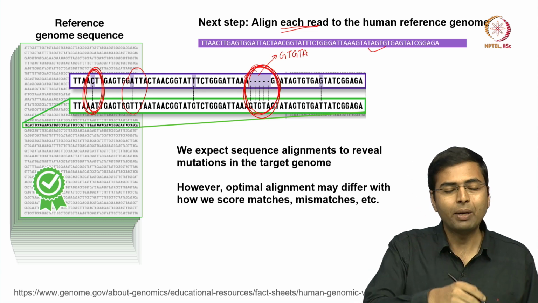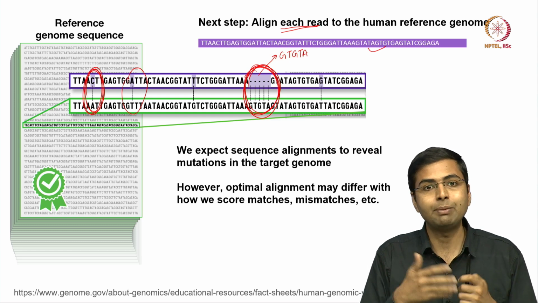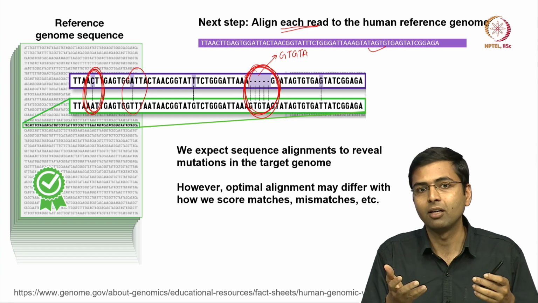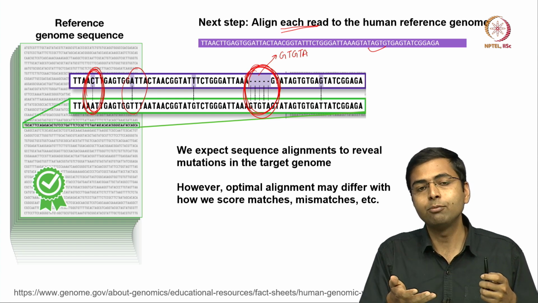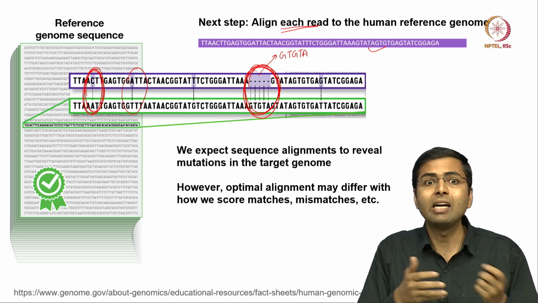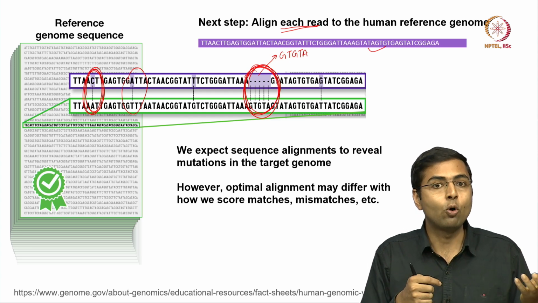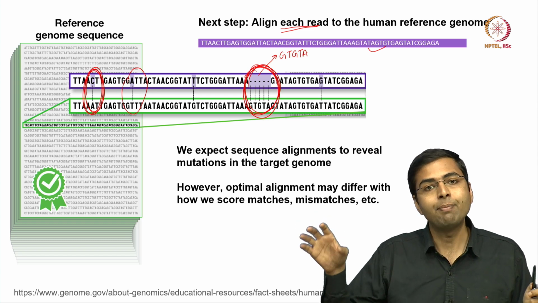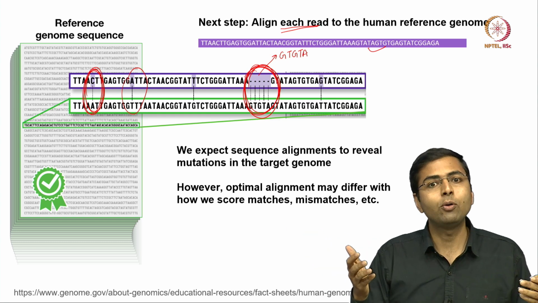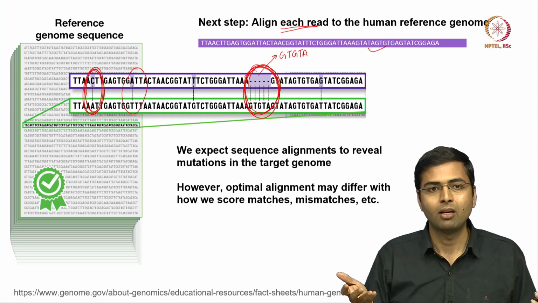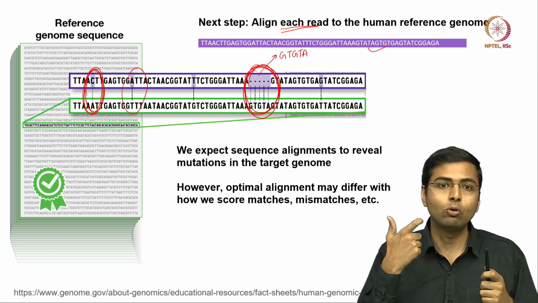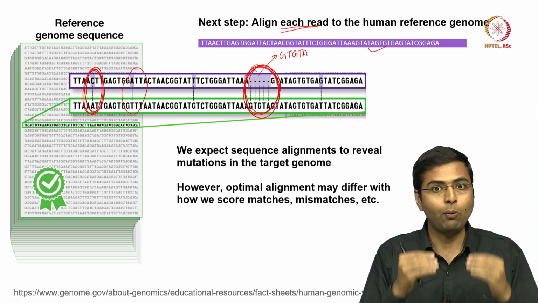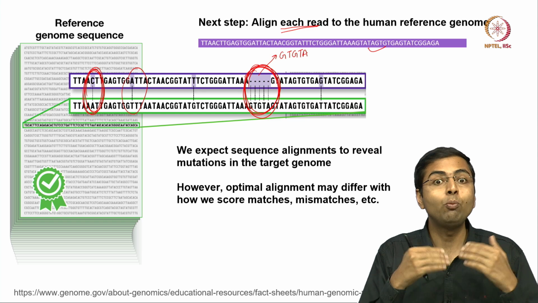However, observe that these optimal alignments can differ based on how we score matches, mismatches and so on, because ultimately we are solving a combinatorial optimization function, and depending on what input we give in terms of the scoring system, the optimal alignment can differ. For example, having a match score of 1 and mismatch of -1, versus having a match score of 5 and mismatch of -6, will return different optimal alignments. So choosing those scoring systems carefully is very important, so that the sequence alignments actually reflect the true mutations in the target genome.